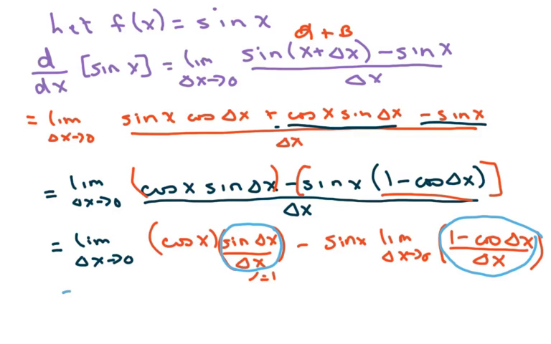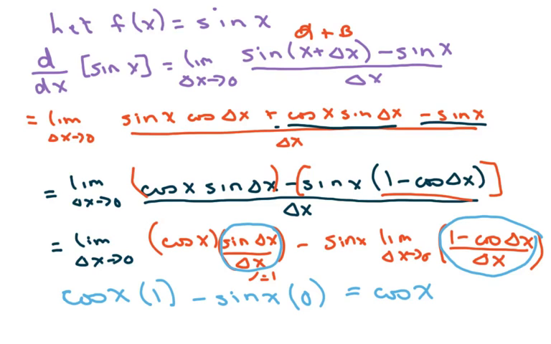Alright, so when we do that, when I take the limit, I get cosine of x times 1 minus sine of x times 0, and that gives you cosine of x.